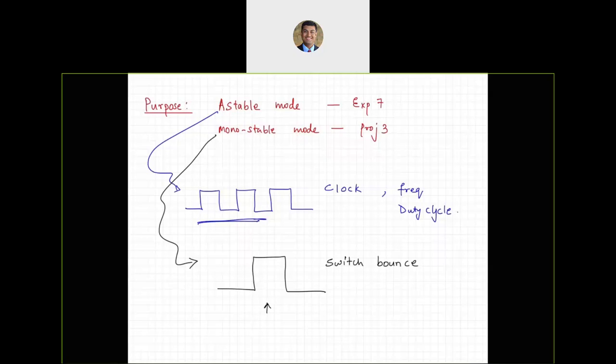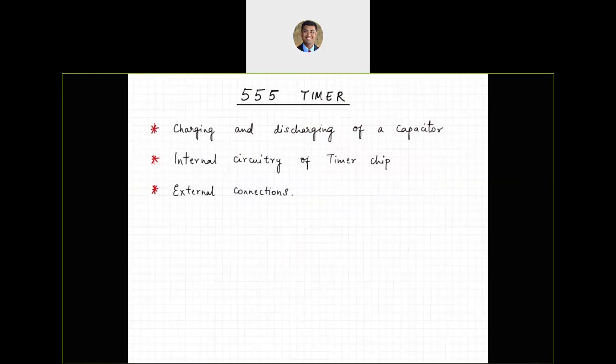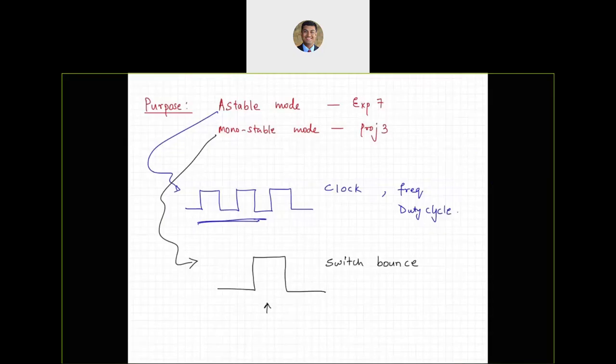Let's see here. In order to understand the timer chip very well, we need to do items number 2 and 3 on this slide, which are the internal circuitry of the timer chip and the external connections that you make to design the astable or the monostable timer for a desired output. We'll start with the first one in order to help us with the second and the third: the charging and discharging of a capacitor. So let's look at that on a new slide here.